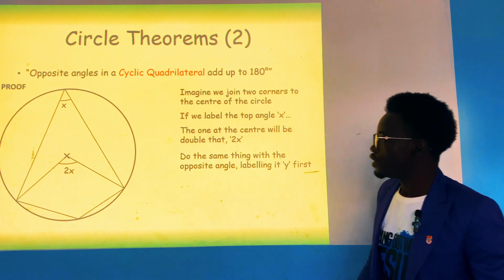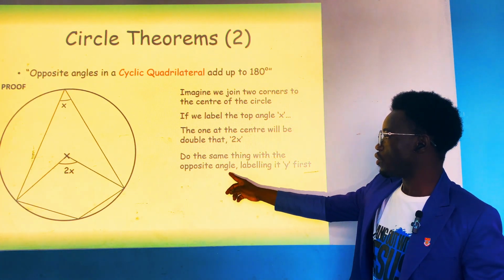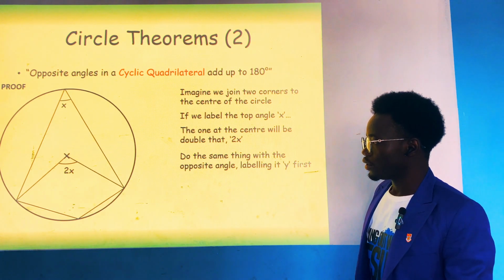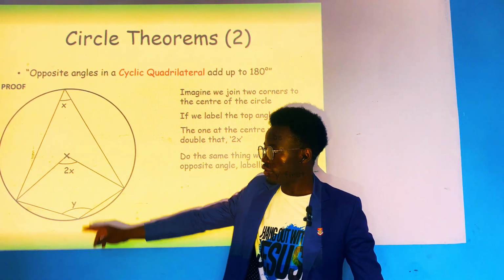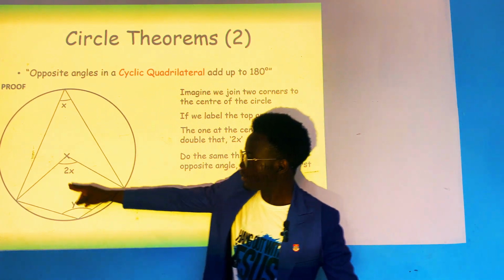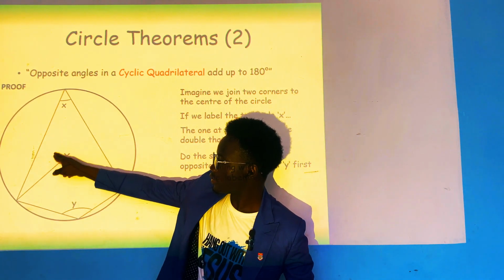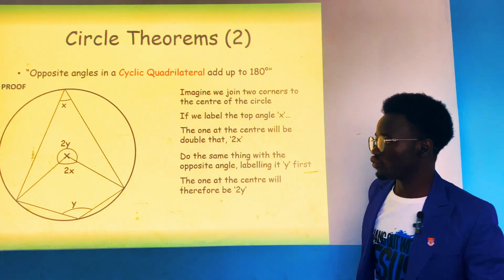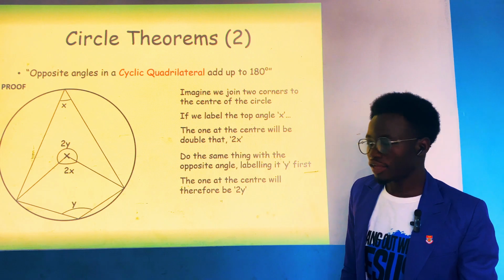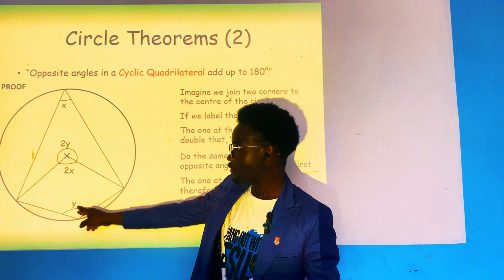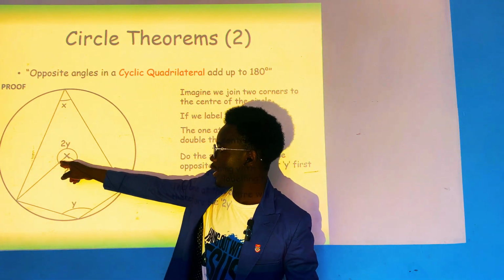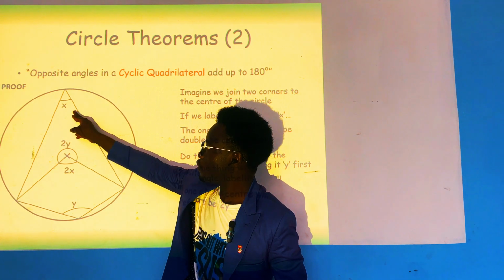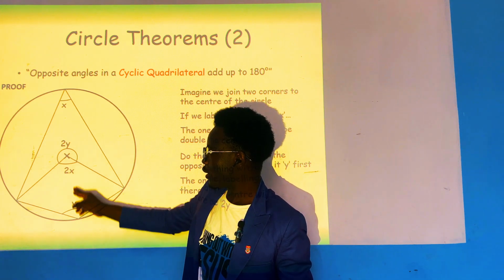Do the same thing with the opposite angle, labeling it y first. So if I label it as y, then this side will also be 2y. Yeah, that's supposed to be 2y. That's the property. So this is half of the angle here, and this is half of the angle at the top. So if here's x, here will be 2x, and here's y, here will be 2y.